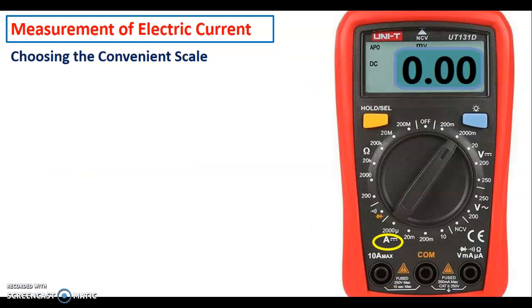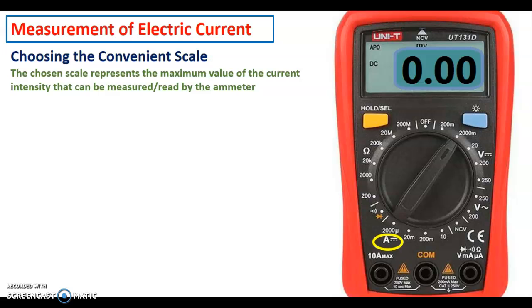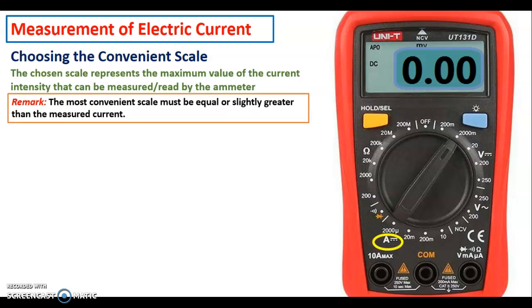Choosing the convenient scale. The chosen scale represents the maximum value of the current intensity that can be measured or read by the ammeter. Remark: the most convenient scale must be equal or slightly greater than the measured current. So when I set the ammeter on a scale of 20 milliampere, this means that it can read the currents of 20 milliampere and below. So if the current was of an intensity greater than that, the screen of the multimeter will show an error.